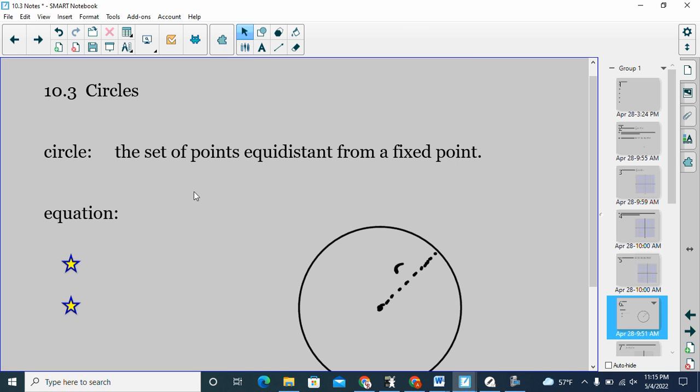The general equation for a circle is (x minus h) quantity squared plus (y minus k) quantity squared is equal to r squared, where (h, k) is the center of the circle, and this circle's radius is r.